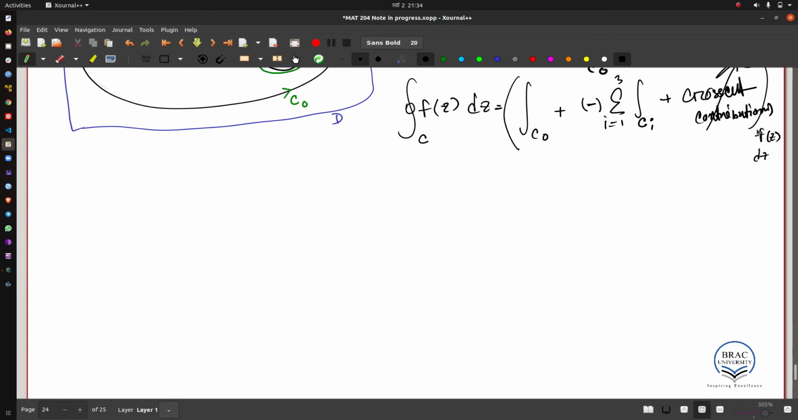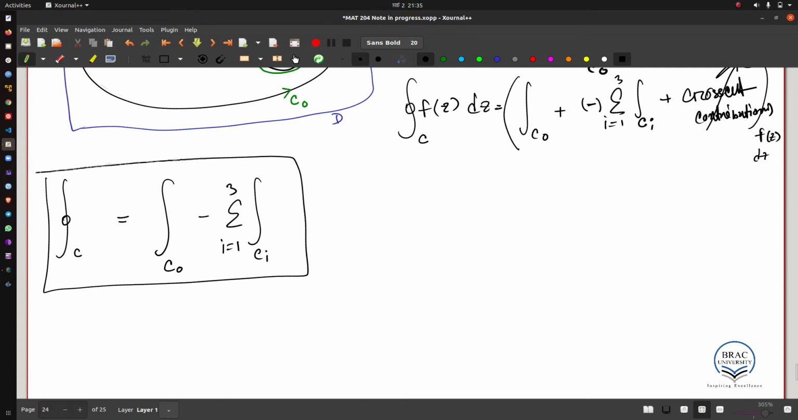Okay. Now what we see is that if we ignore all these f's and dz's and so on, the total contour integral is nothing but the contour that is denoted by C0 plus, sorry, it should be a minus because there is a minus over here. So minus the sum from i equals 1 to 3. Obviously we can take more holes. Let's say if you take n holes instead of 3, there will be an n. Okay, and yeah, so this is the thing that we can see over here.